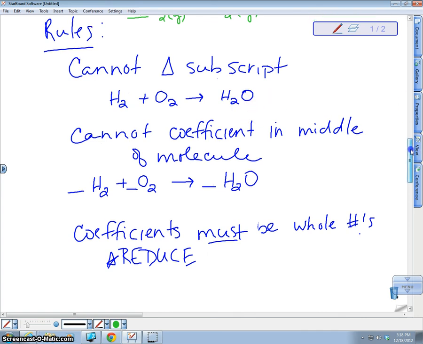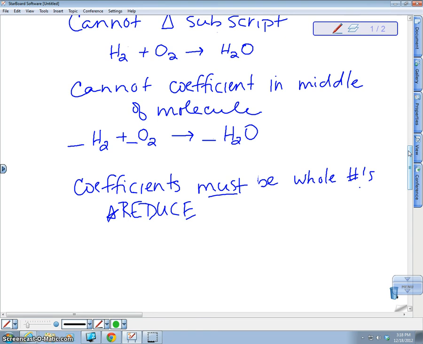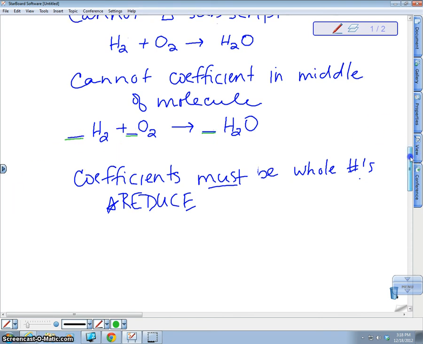Right? I also cannot put coefficients in the middle of a molecule. I can put coefficients in front of molecules, but I cannot put them in the middle. That's why you didn't see me doing this with a big old 2 in front of the oxygen. Right? I can't change the subscripts, and the coefficients can only go in front. So those are 2 things I cannot do.